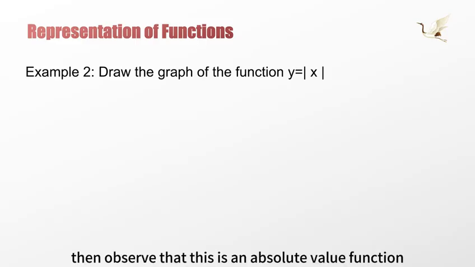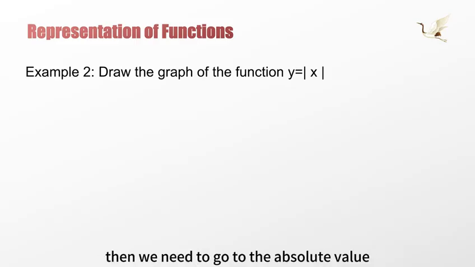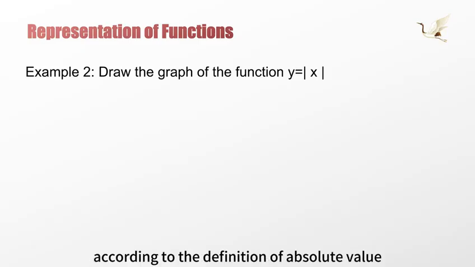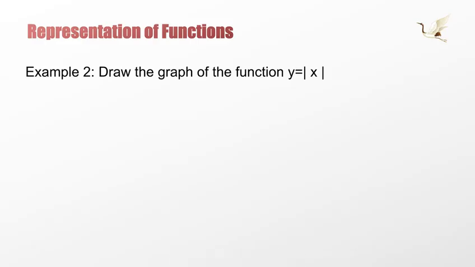Then observe that this is an absolute value function. How to handle the absolute value function? Then we need to remove the absolute value. According to the definition of absolute value, we know that when x is greater than 0, y should be equal to x. When x is less than 0, y is equal to negative x.